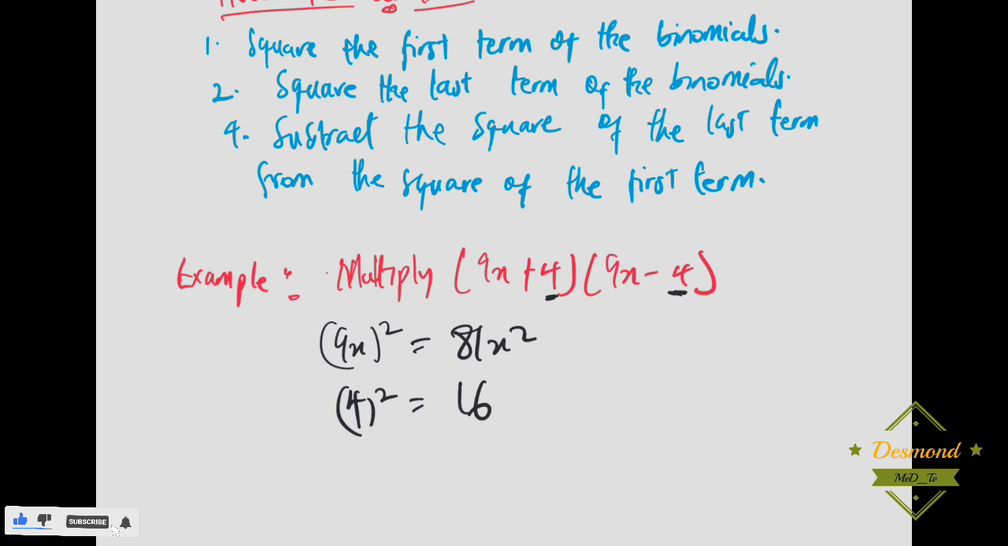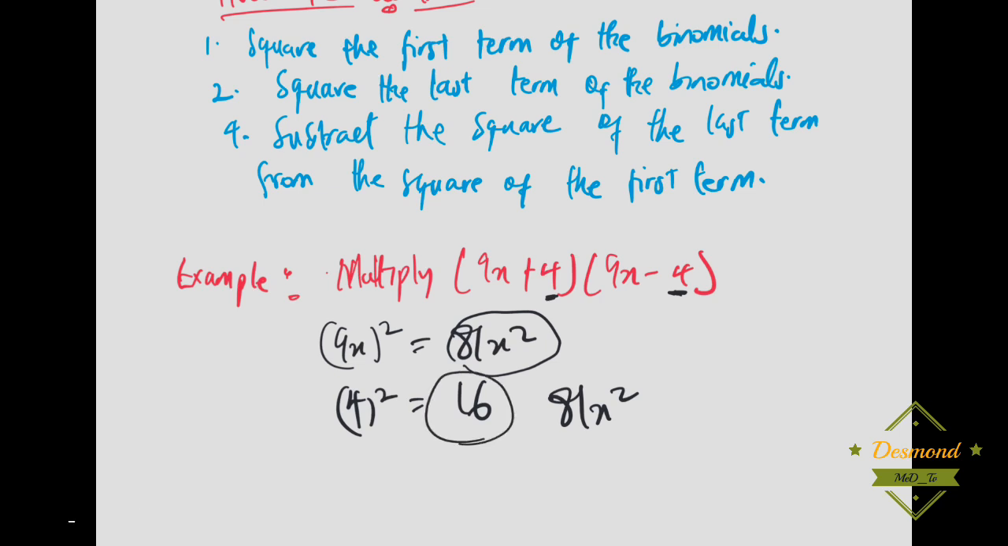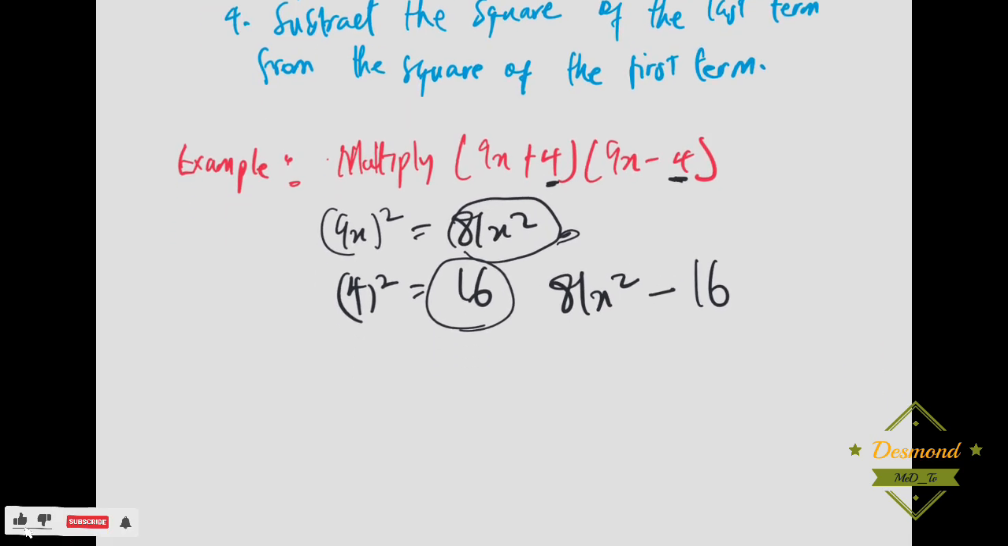And then lastly, what you have to do is to subtract the square of the last term from the square of the first term to find the product, right? So we are going to subtract the last term from the first term, so that's 81x squared minus 16. And we get our answer for that. Very simple to do. You can also try this on your own.